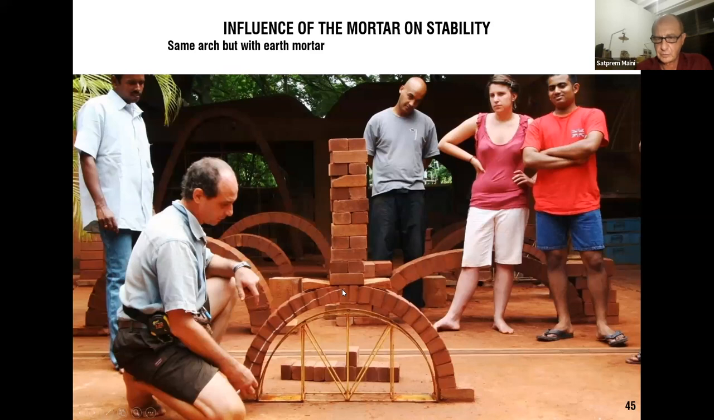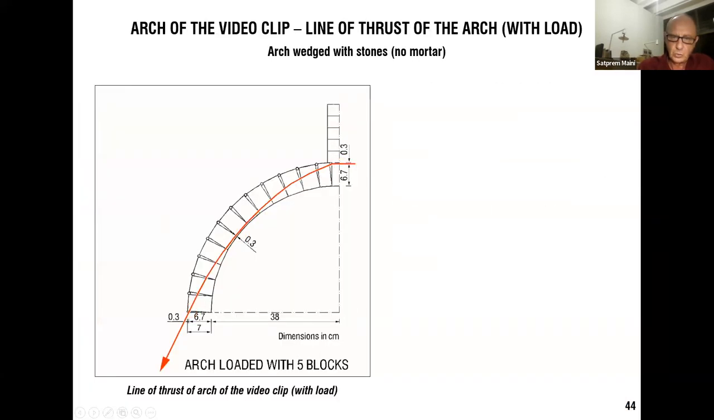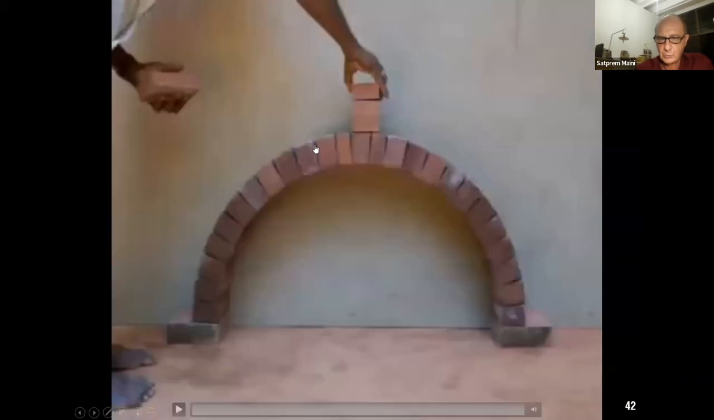Before, it crushed after 5 blocks, and here we have 24 blocks. Why? Because we have mortar here. Every block has mortar in between. On the previous arch here, we had stones. We did not put mortar, but just stones, like a dry arch, which was wedged with stones here to keep the shape.